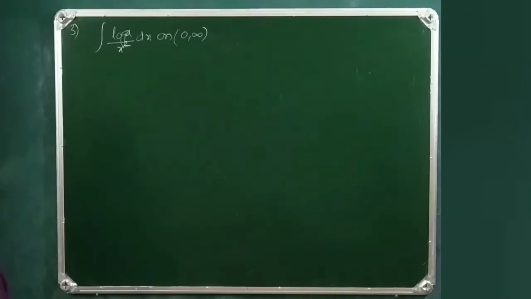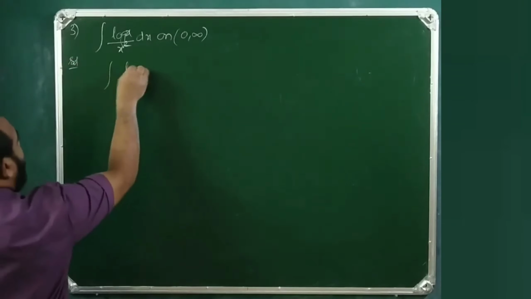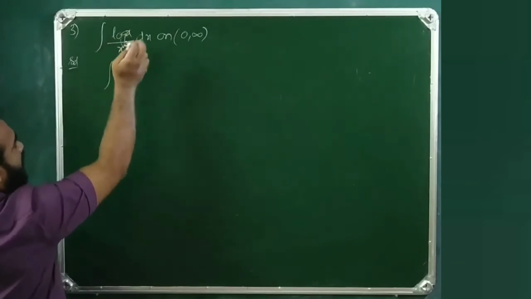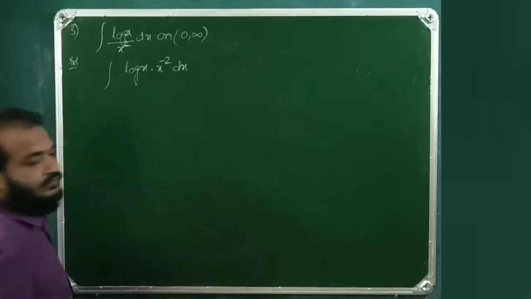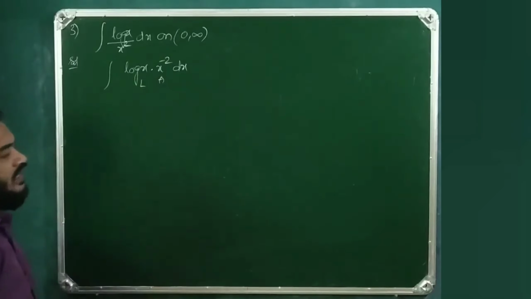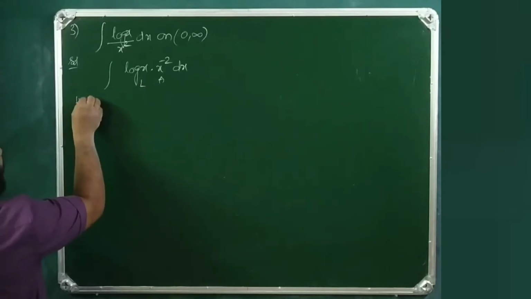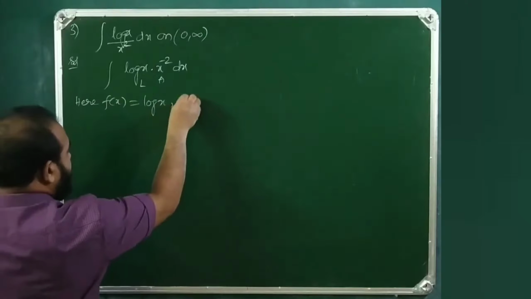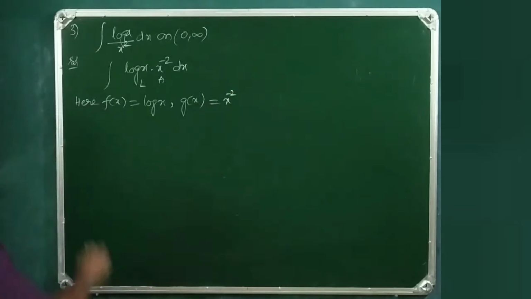Log x by x square dx on 0 to infinity. So here integral log x into 1 by x square, 1 by x square can be written as x power minus 2 dx. So this is algebraic, this is logarithmic. In ILATE, L comes first and then A. So here f of x is equals to log x and g of x is equals to x power minus 2.